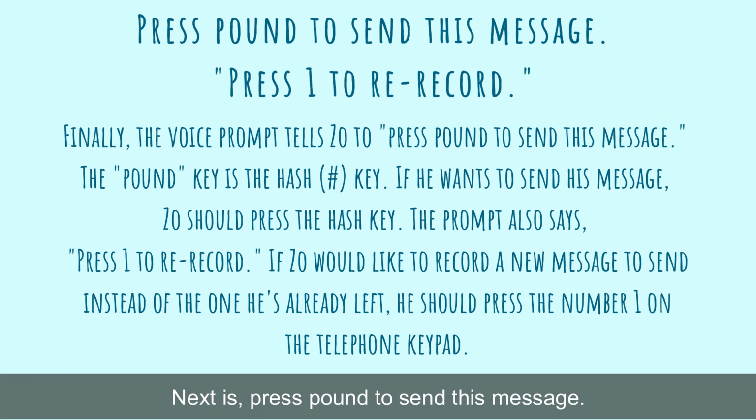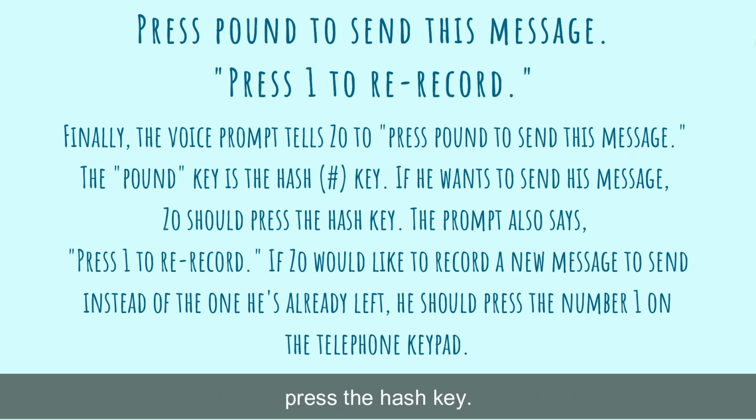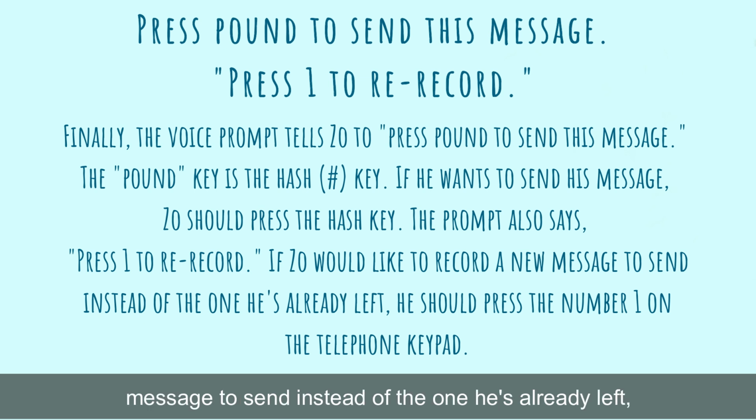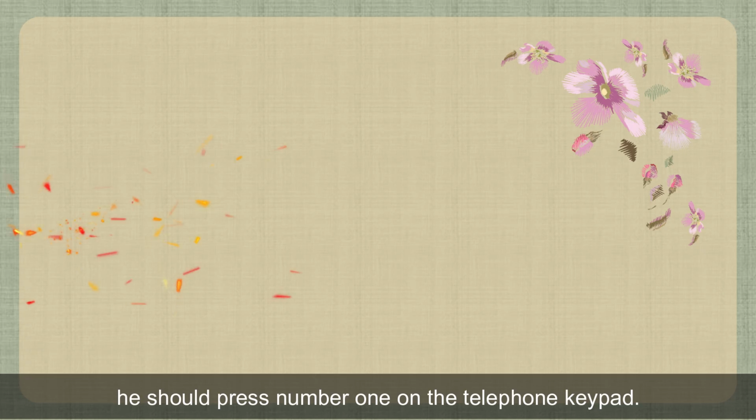Next is "Press pound to send this message. Press 1 to re-record." He's leaving a voicemail, Zoe is, right? And the voice prompt tells Zoe to press pound to send this message. The pound key is the hash key, which is also known in American English as the number symbol. So if he wants to send his message, Zoe should press the hash key. Yep, and the prompt also says press 1 to re-record. Which means that if Zoe wants to record a new message to send instead of the one he's already left, he should press number 1 on the telephone keypad.